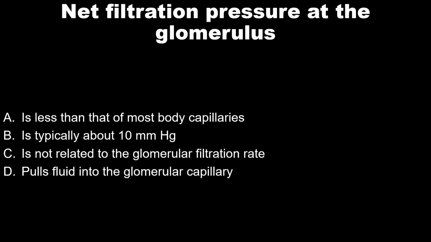NFP at the glomerulus tends to be what of these? What of these is the most accurate of NFP? NFP is typically about 10 millimeters of mercury. So that is the closest thing there.